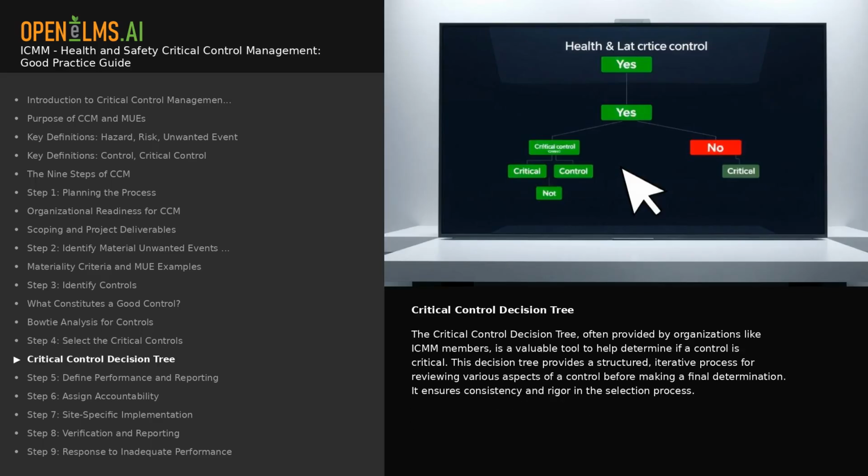Critical Control Decision Tree. The Critical Control Decision Tree, often provided by organizations like ICMM members, is a valuable tool to help determine if a control is critical. This decision tree provides a structured, iterative process for reviewing various aspects of a control before making a final determination. It ensures consistency and rigor in the selection process.